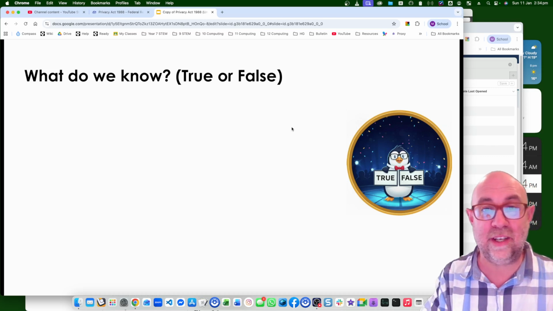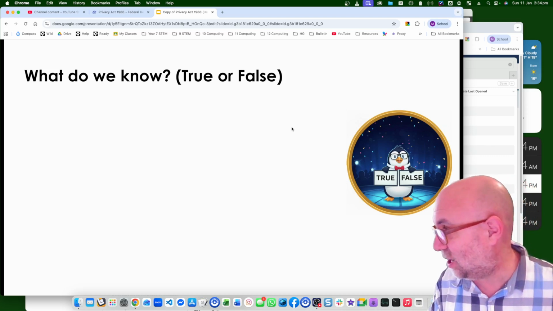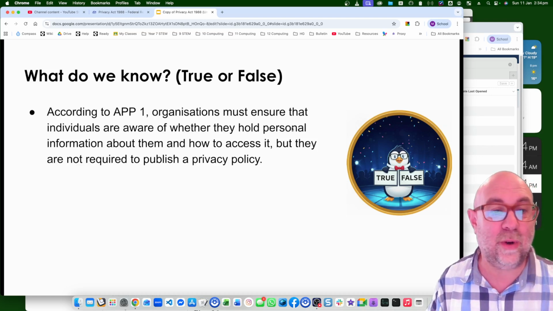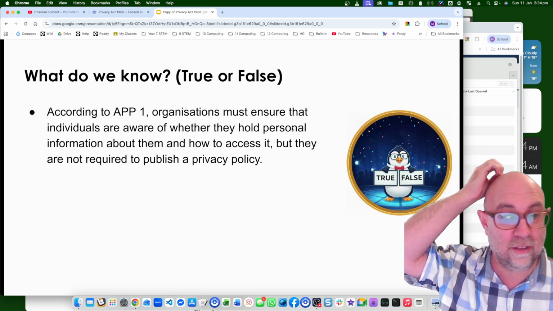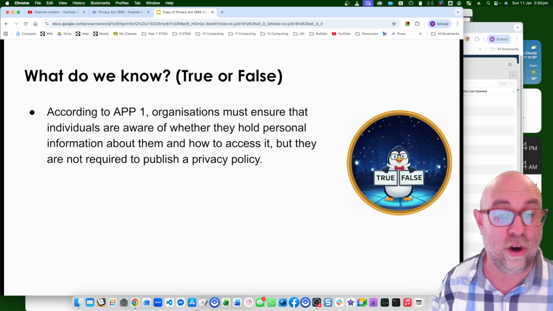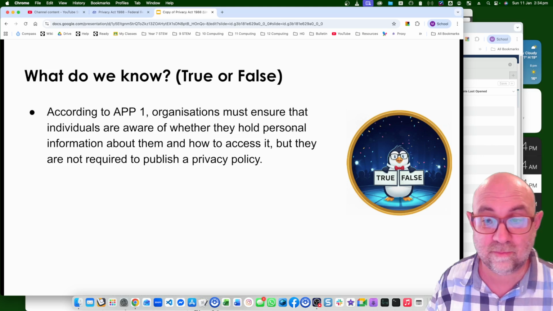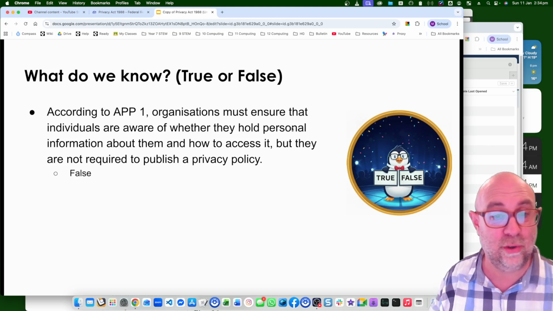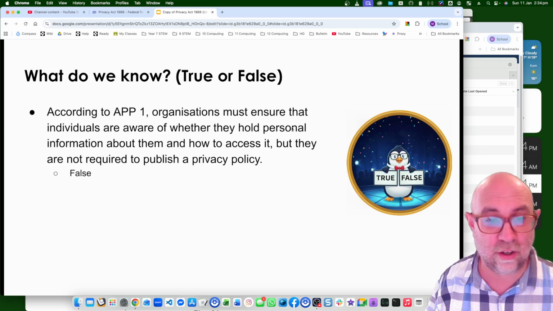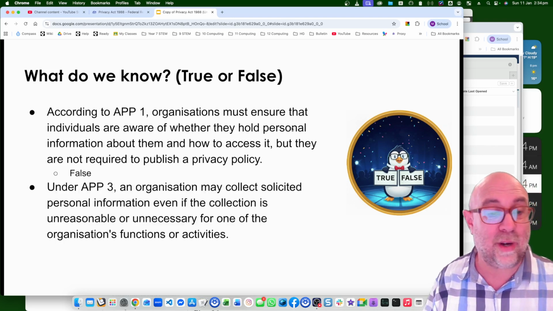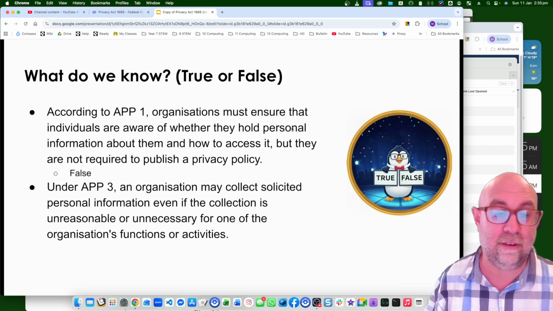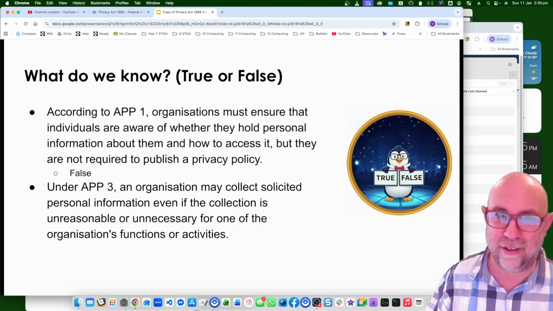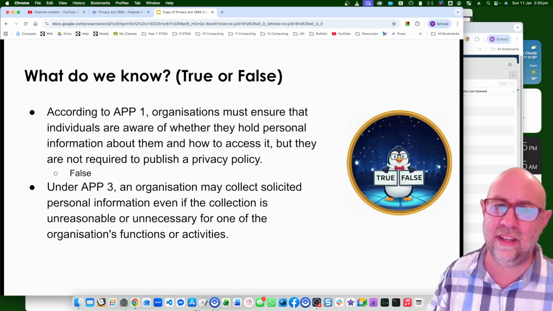All right, we have 8 true or false questions. How are we doing for time? We're doing okay. According to APP 1, organisations must ensure that individuals are aware where they hold personal information about them and how to access it, but they are not required to publish a privacy policy. No, not even slightly true. If you're governed by the APPs, you've got to publish a privacy policy. Under APP 3, an organisation may collect solicited personal information even if the collection is unreasonable or unnecessary for one of their functions. Well, it's right there in the question, isn't it? If it's unreasonable or unnecessary, then no, you don't get to.